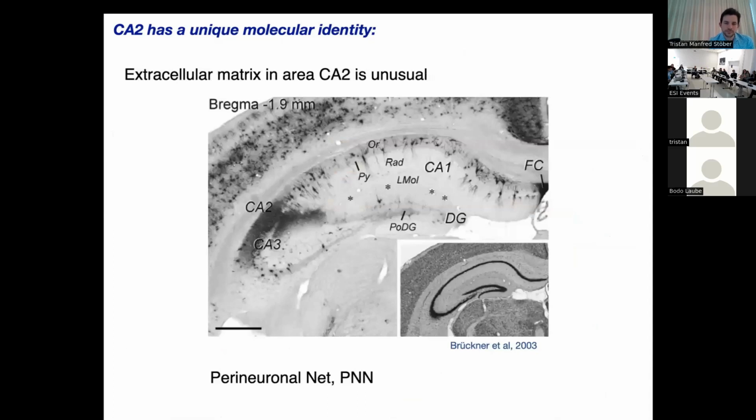Another interesting aspect is that the extracellular matrix in this area is also very unusual. It's very complex. Typically, the perineuronal nets surround inhibitory neurons. As you see in CA2, they seem to surround everything and everybody. Exactly what this is doing in this region is interesting.